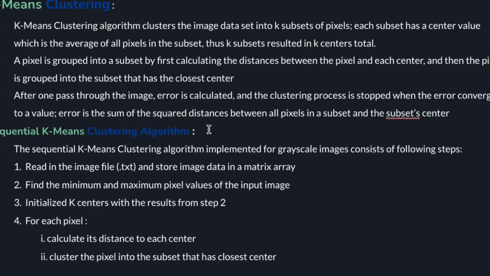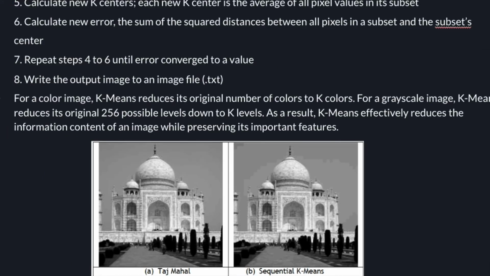Let's look at the clustering algorithm itself. These are the steps involved in the algorithm. To begin with, we read the image file, which is a text file, and store the image data in a matrix array. Then we find the maximum and the minimum pixel values of the input image. Then we initialize k centers with the results from step 2. Then we calculate for each pixel its distance to each center and cluster the pixel into the subset that has the closest center. Then we calculate the k centers. Each new k center will be the average of all pixel values in its subset, and then we calculate the new error, the sum of squared distances between all pixels in a subset and the subset center. Then we repeat steps 4 to 6 until the error converges to a value, and finally write the output image to an image file.